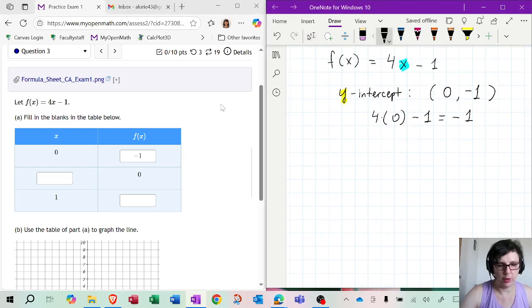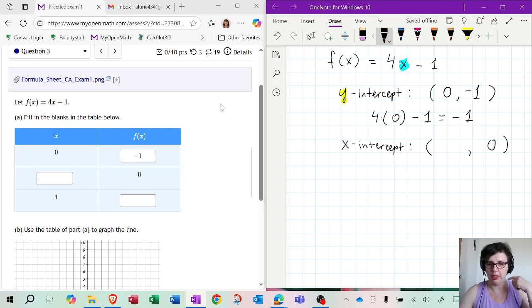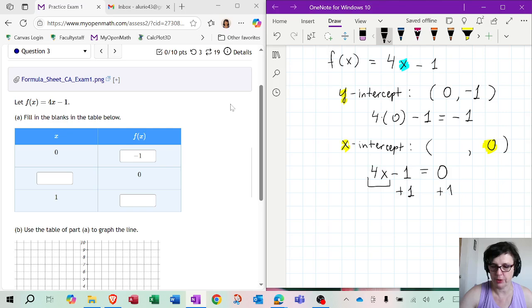Now, the next one is the x-intercept. That one usually you have to solve an equation, because the x-intercept is where y is 0. So just think the opposite of the other one. If that's the x-intercept, the y has to be 0. And usually that involves actually solving an equation. So what you do is you make your 4x minus 1 equal to 0, and you need to solve that for x.